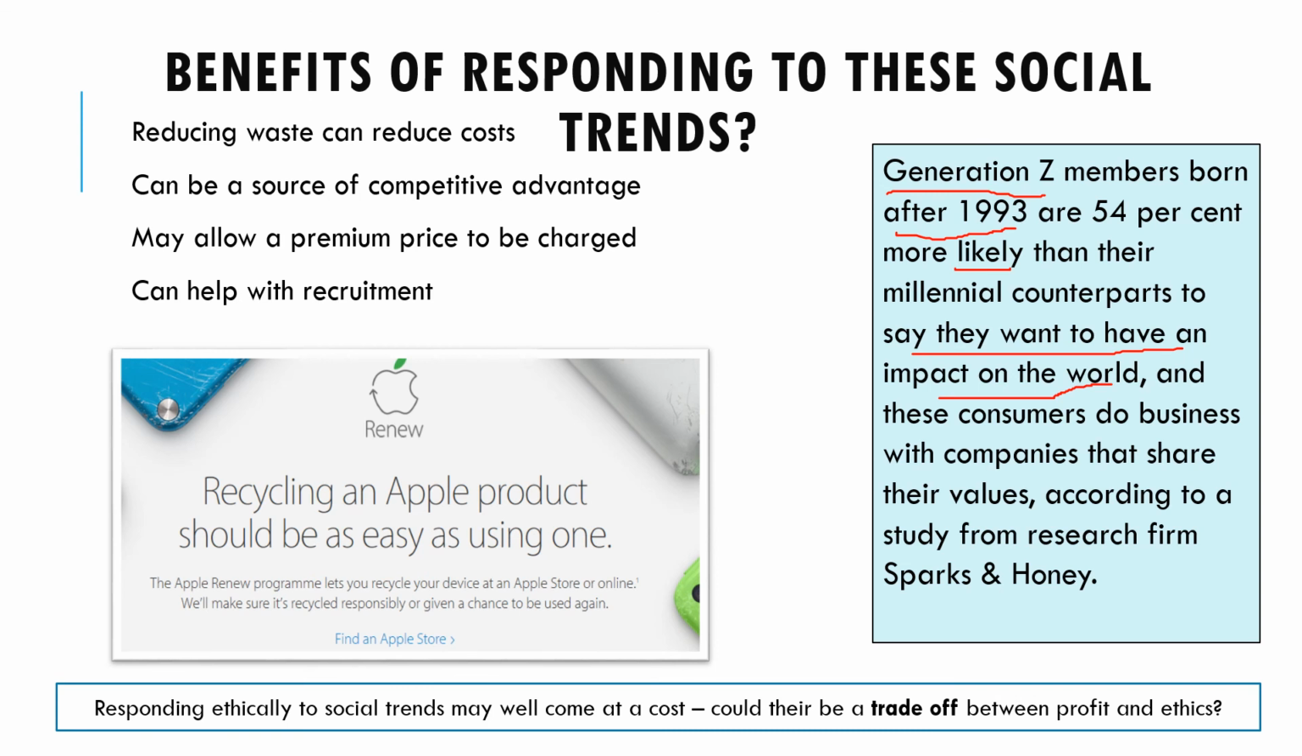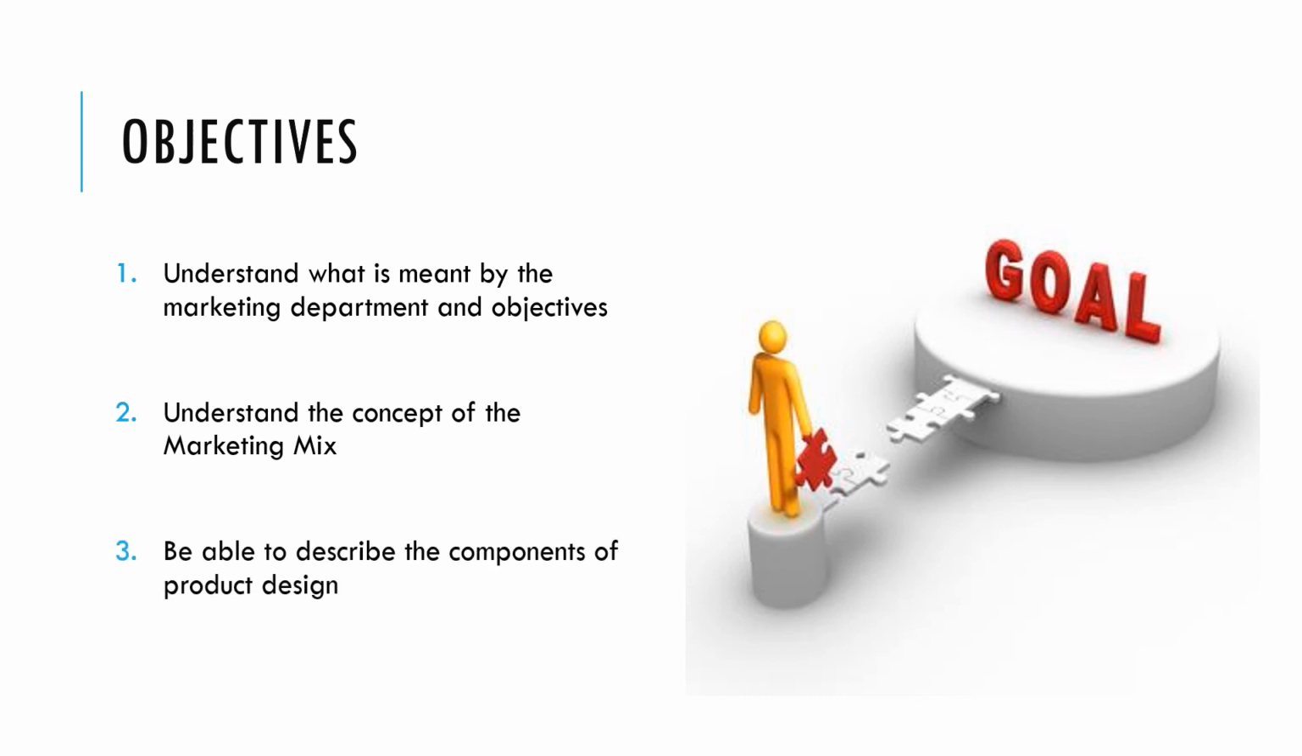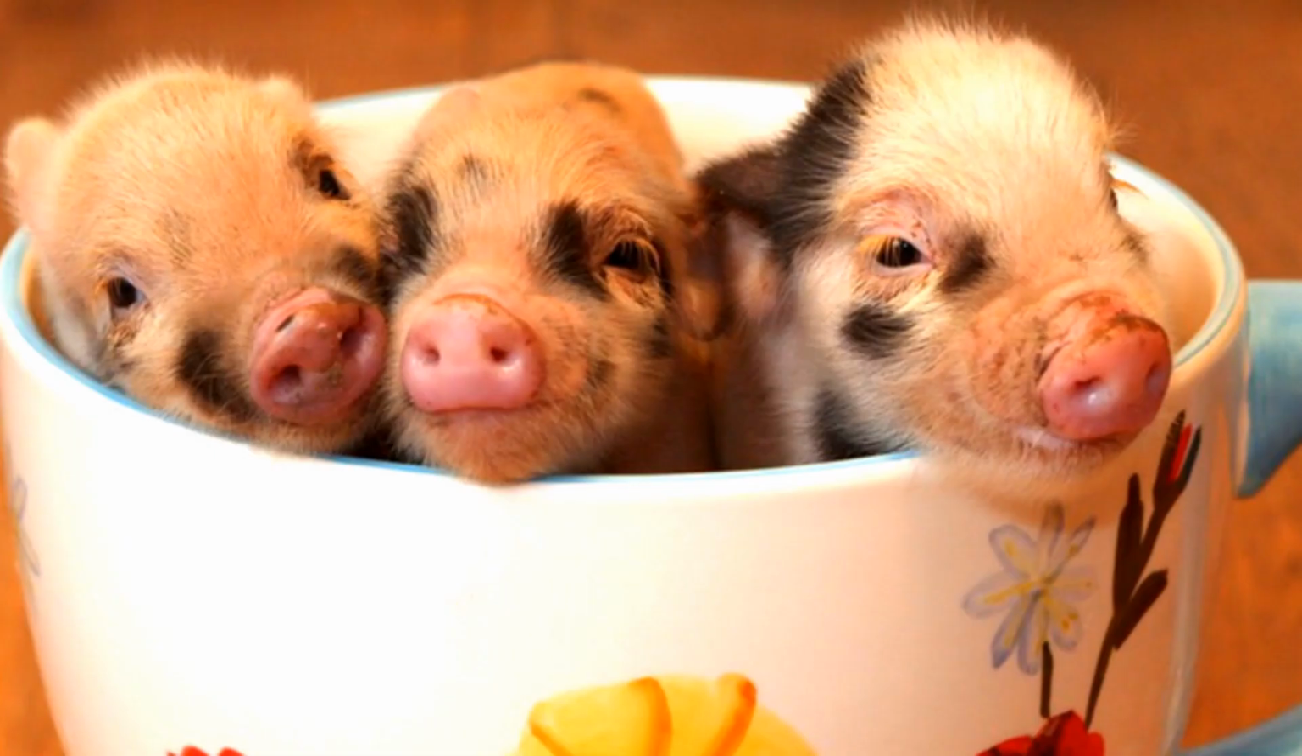Now we must consider whether responding ethically to social trends may come at a cost. Could there be a trade-off here between profit and ethics? That's one to think about. So in this video, we've looked at what is meant by marketing department and their objectives. We've introduced the concept of the marketing mix, and we focused in particular on product and the product design mix. That's it. Thank you very much for listening.